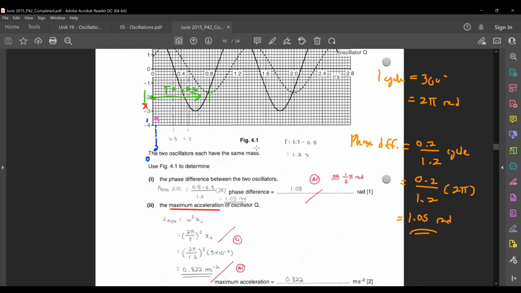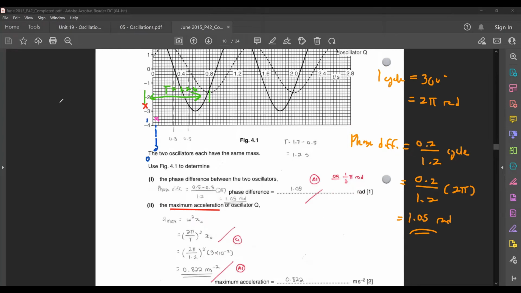When it comes to maximum acceleration for simple harmonic motion, a max is omega squared x naught, because it came from a equals negative omega squared x. The equation for acceleration just now was this one. So you want to find a max, it will be omega squared x naught.